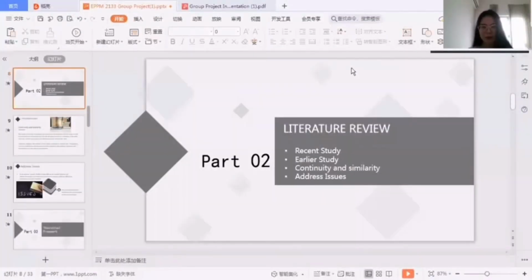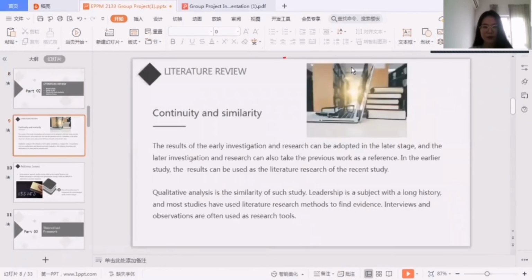My name is Shenpeng Kun and my matric number is A172651. Part 2 is the literature review. We found continuity and similarity.